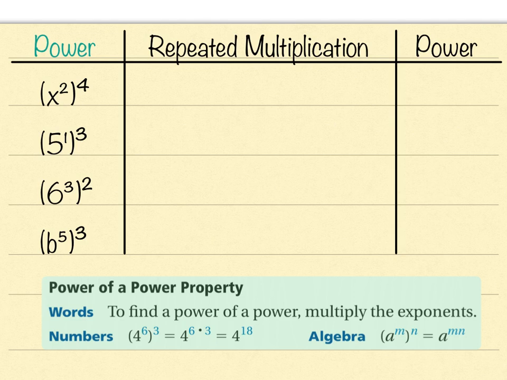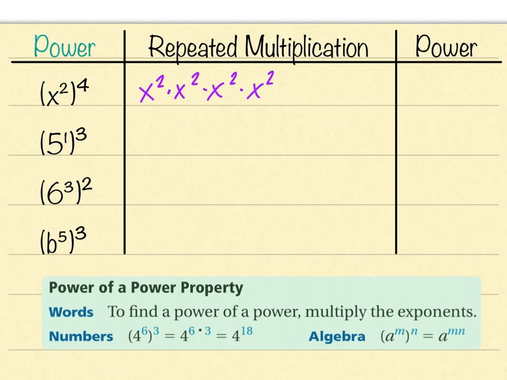This next one's maybe my favorite one. It's the power of a power property. It just sounds weird to even say. Power of a power property. So let's figure out what this means. X squared is being raised to the 4th power. So that means I have 4 of those x squareds.